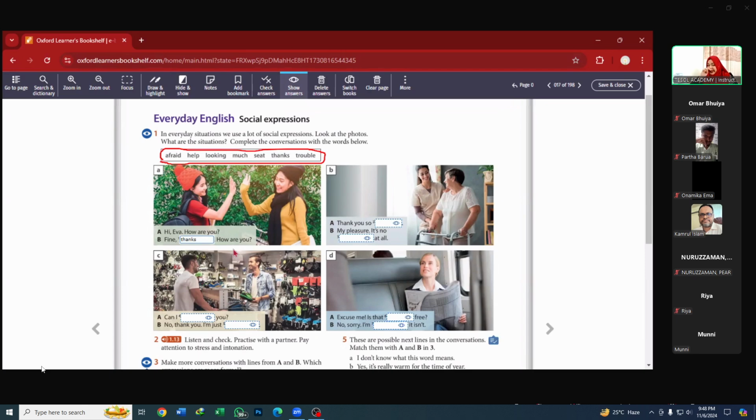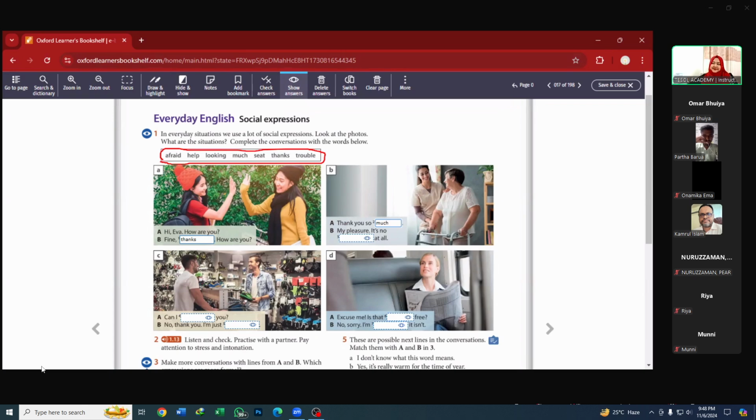Next, in picture B, A says, "Thank you so dash." Mr. Partho, can you give me the answer to the dialogue of A? Thank you so much. Very good. So this was being said by the old lady. She was being grateful, or she was thanking the young lady. So what did the young lady say in return?